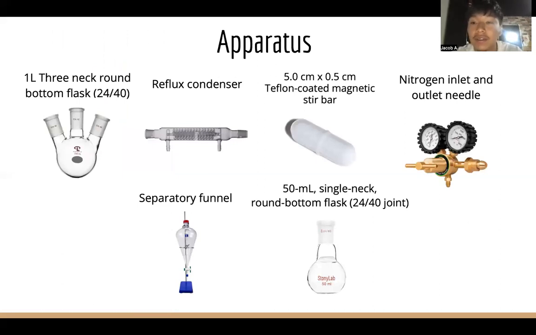There are 2 reactions in this experiment, and the first one, for hydroxyletrain, is at the top. We used a 1 liter 3-neck round bottom flask, which is 24/40, a reflux condenser, a 5 centimeter by 0.5 centimeter Teflon coated magnetic stir bar, and a nitrogen inlet and outlet needle. For our second experiment, for N4-methylbenzoyl, we used a separatory funnel and a 50 milliliter single neck round bottom flask, which is 24/40 joint.